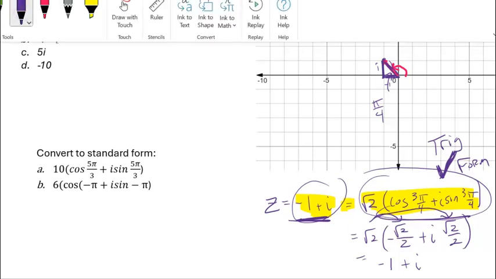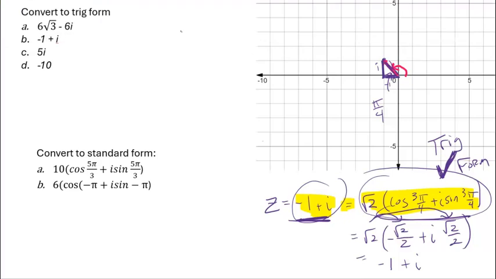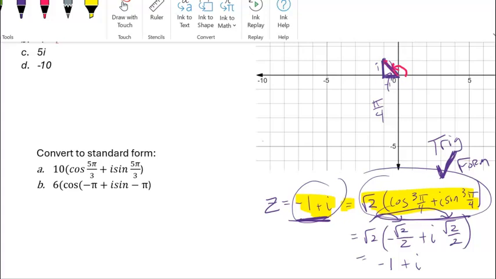I always graph them. And then see if you can come up with, all you've got to do is find the distance from the origin or the hypotenuse, which we called r before, square root of x squared plus y squared, and the angle that points to it. Okay, so let's try the next one.